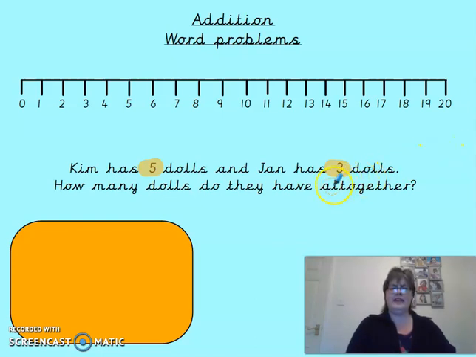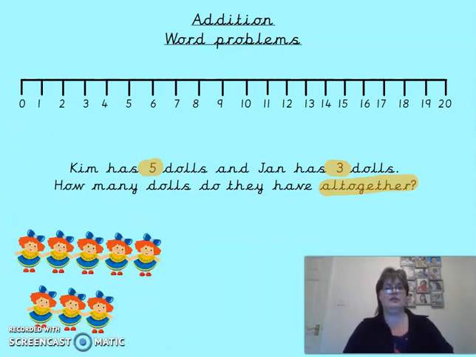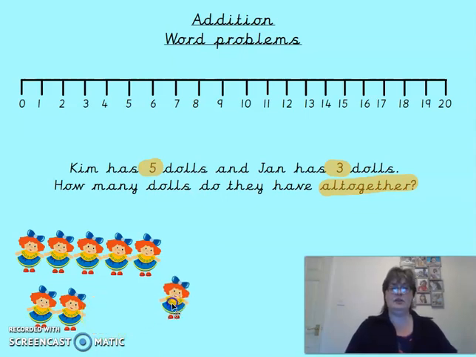Now, that word at the end, all together, tells me a lot because it tells me that they're going to take their dolls and put them together. So if they're going to take them and put them together, that must be adding. Their number must be getting bigger, mustn't it? So let's have a look at the dolls here. So here are their dolls. So there's Kim's 5 dolls and there's Jan's 3 dolls. So to put them all together, we're going to need to take Jan's dolls and add them up, aren't we?